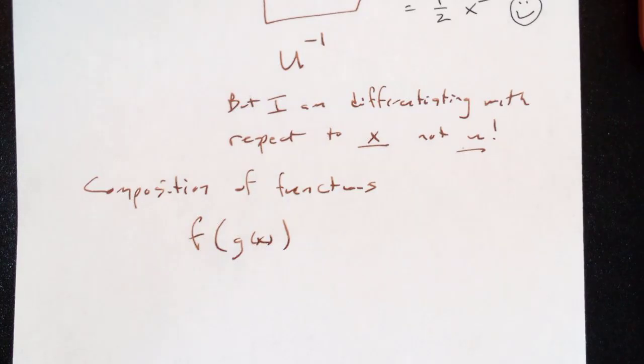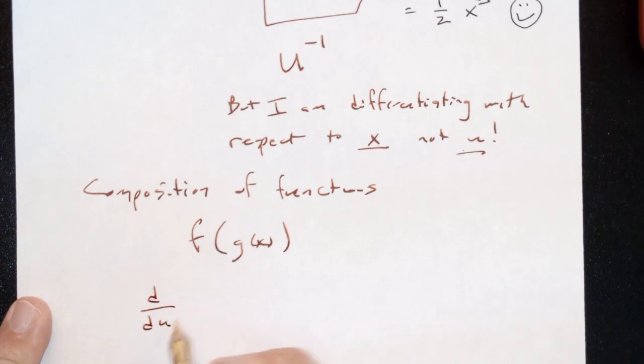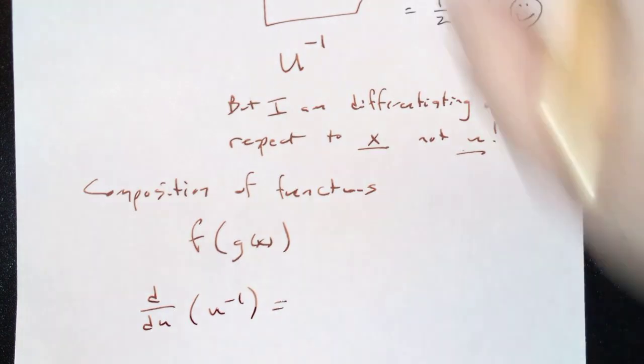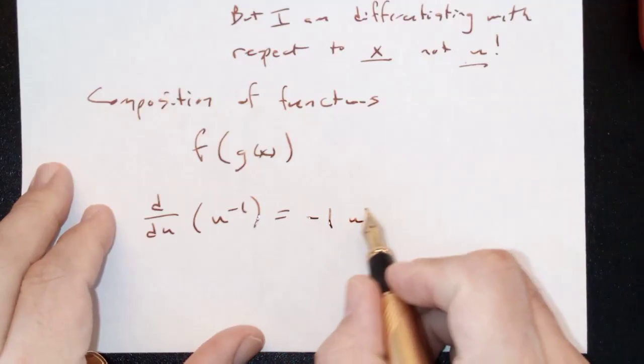If I measured the change out here, that would be my derivative like it was just the u part, right? What's the derivative of u to the minus 1 in terms of u? Pretend that's your x. What is the derivative of u to the minus 1? Minus 1 u to the minus 2. Perfect.